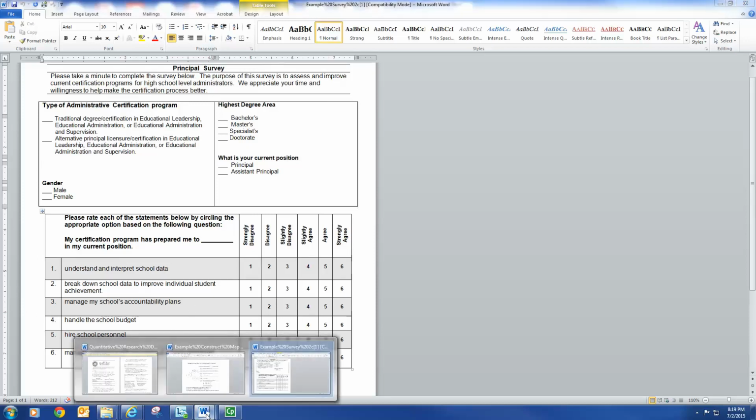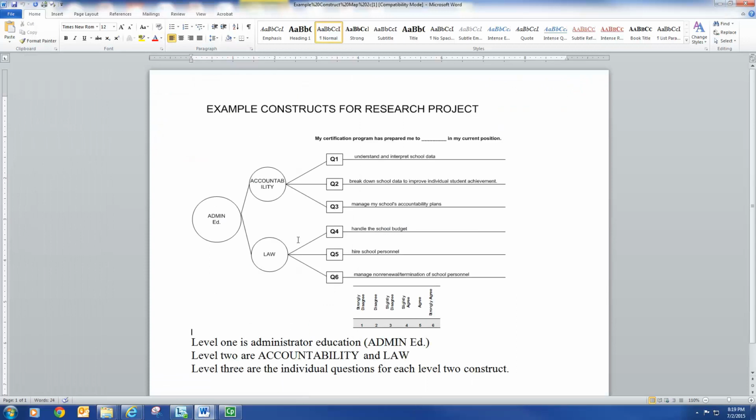And to do this, we want to think of this in terms of a conceptual map. Okay, and the type of conceptual map we're working with here is a hierarchical decomposition of the idea. So at level one here, we have administrative education. Okay, level two constructs here, we have accountability and law. Level three are the individual questions, and these are also individual constructs.